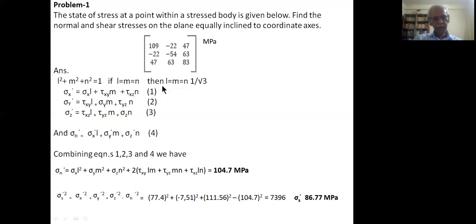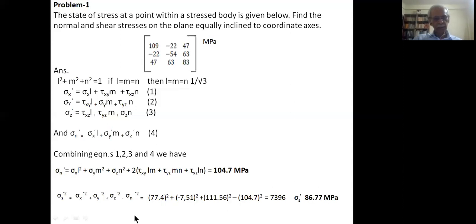And if you put the values of the stress components and 1 by root 3 for L, M, N, you will get this value, 104.7 megapascal. These are all in megapascal.